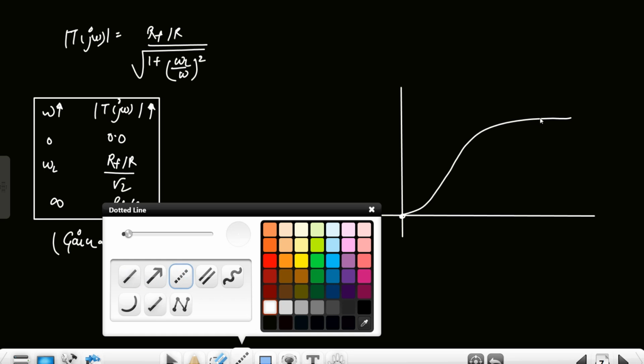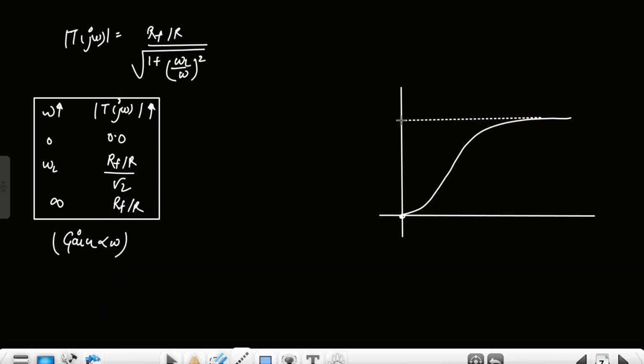So this is the maximum magnitude, and at the lower frequency, the magnitude is 1 by root 2 times the maximum magnitude. This is Rf upon R, and this is Rf upon R divided by root 2, and this is the omega. This is nothing but the 3 dB down.